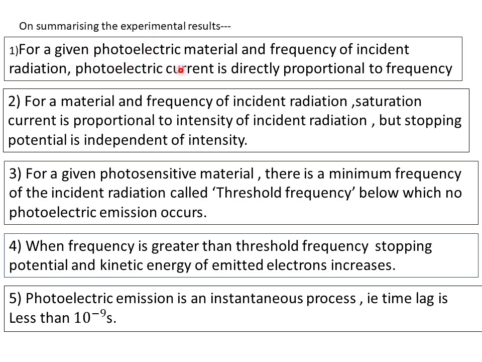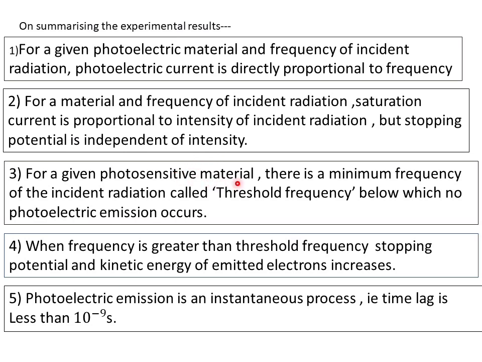For a given photoelectric material and frequency of incident radiation, photoelectric current is directly proportional to intensity. For a given material and frequency of incident radiation, saturation current is proportional to intensity of radiation, but stopping potential is independent of intensity.